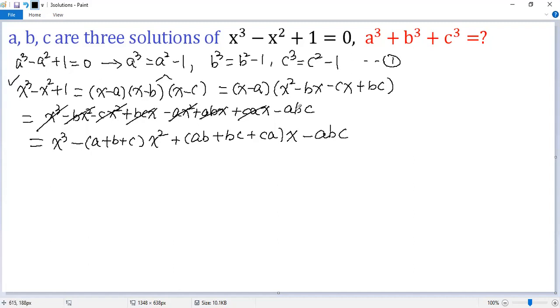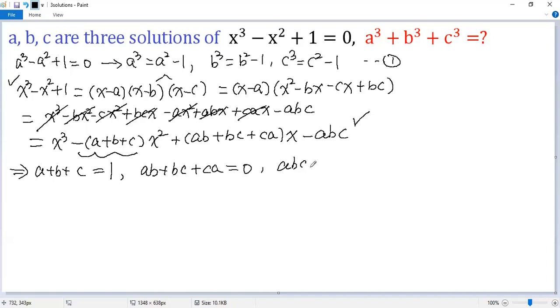Compare this polynomial and this polynomial. Look at the coefficients of x squared. So we get a plus b plus c equals negative 1. That means a plus b plus c equals 1. Look at the coefficients of x. So we get ab plus bc plus ca equals, oh, there is no x term. That means the coefficient of x is 0. And abc equals negative 1. Denote this as condition 2.